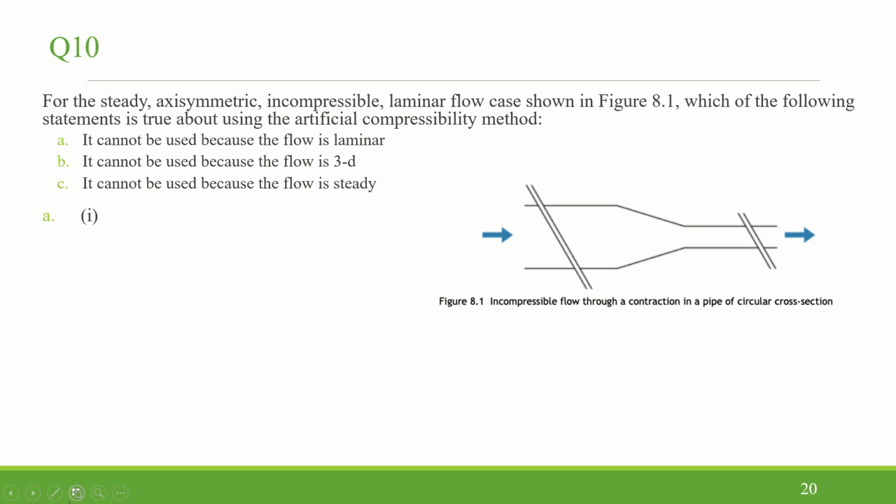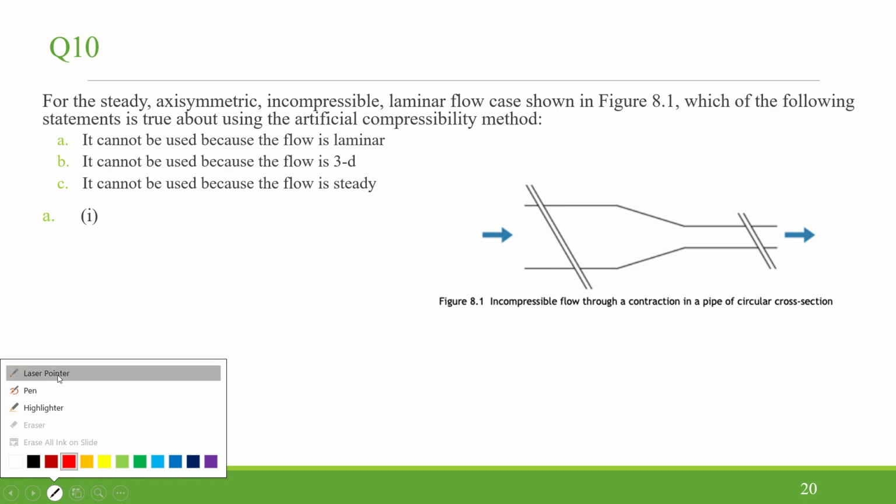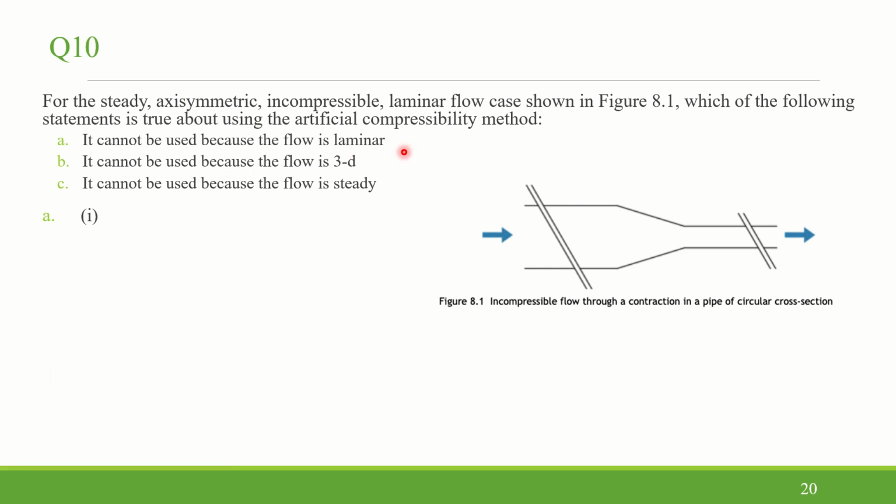So from that itself, we are now clear that the artificial compressibility method can be used for the laminar system and it can be used for a three-dimensional system, even though the system here is solved for 2 dimensions only, because it is an axisymmetric system. It can be used for the steady state, but it cannot be used for the unsteady state. So it can be used for steady state problems. So the answer is again none of the three is the right answer.